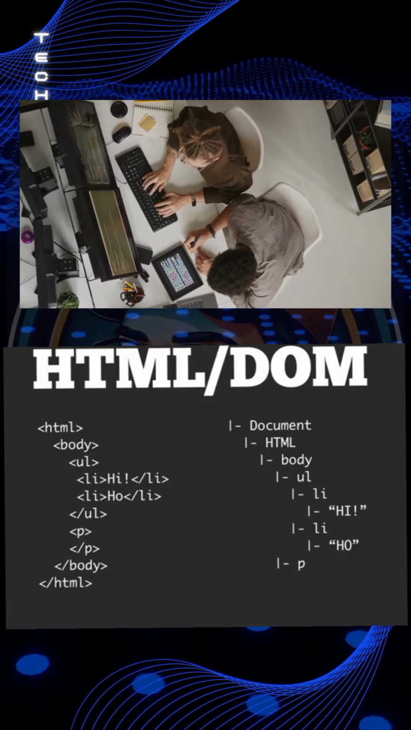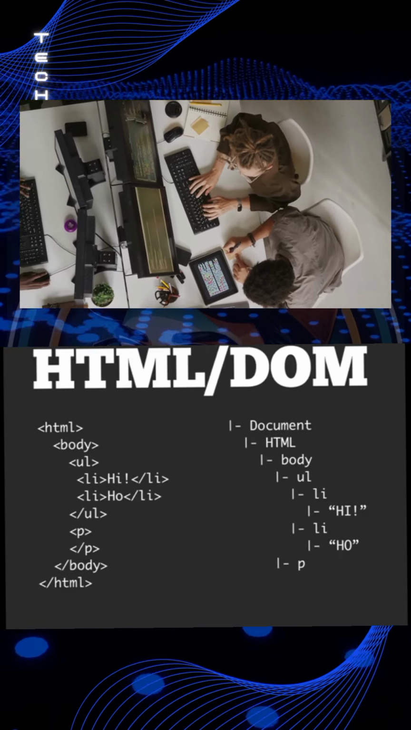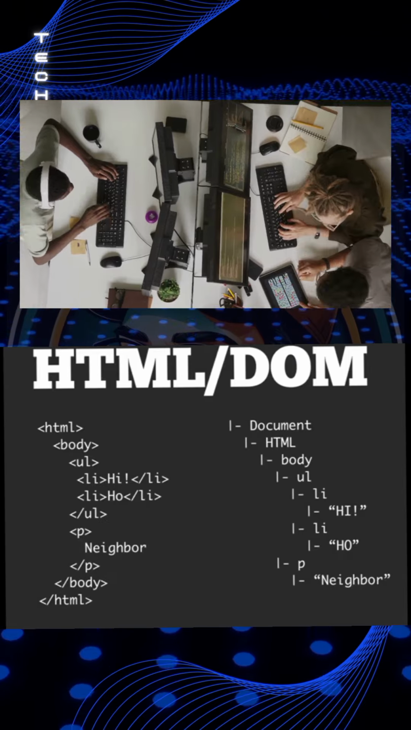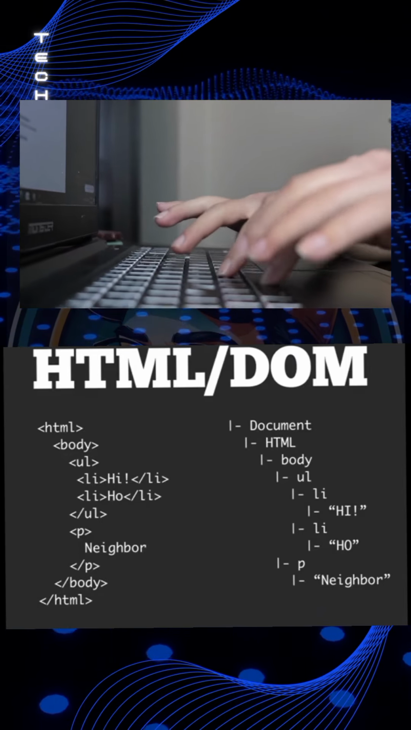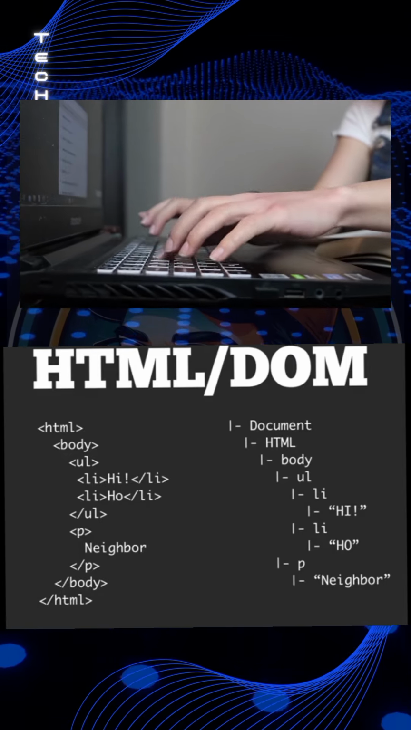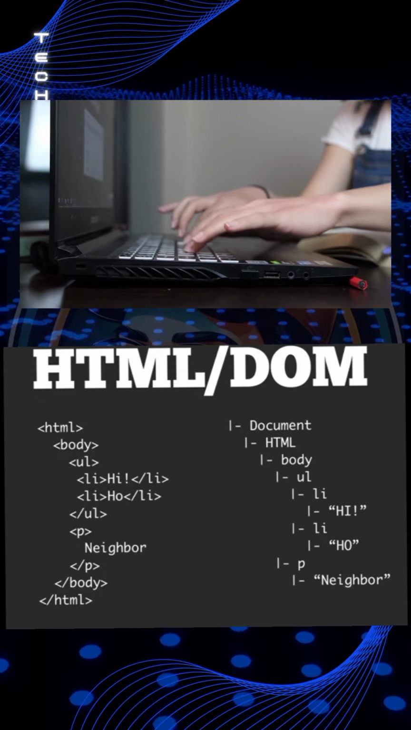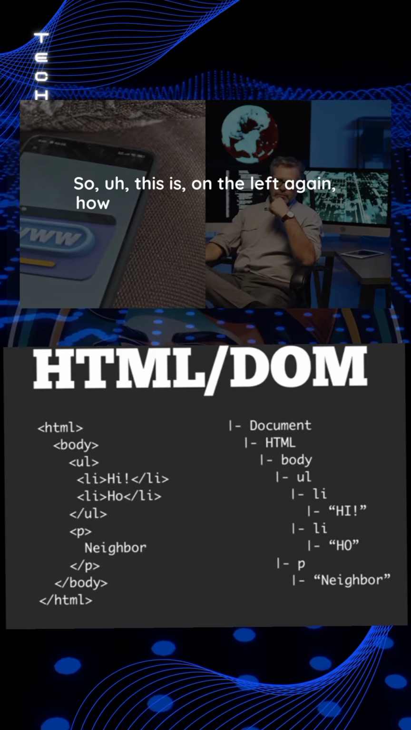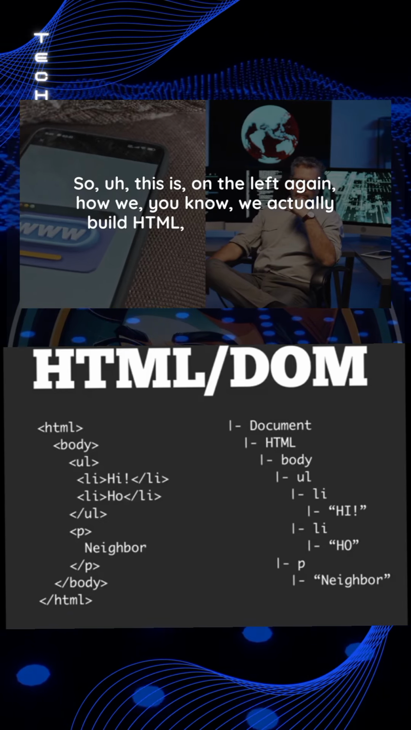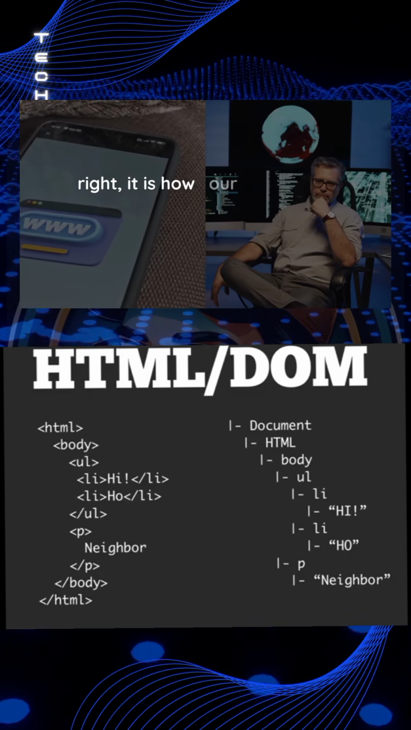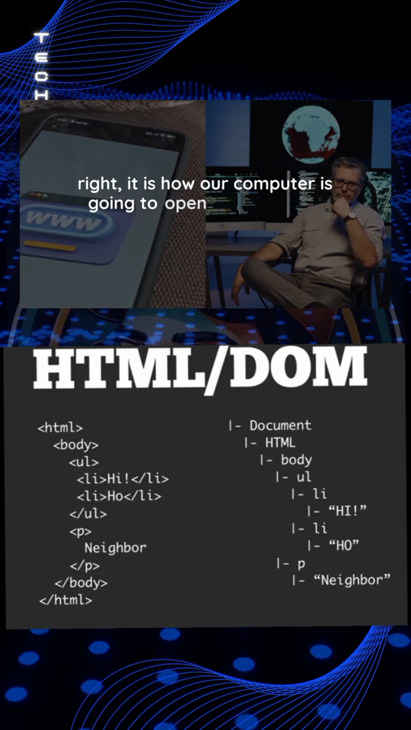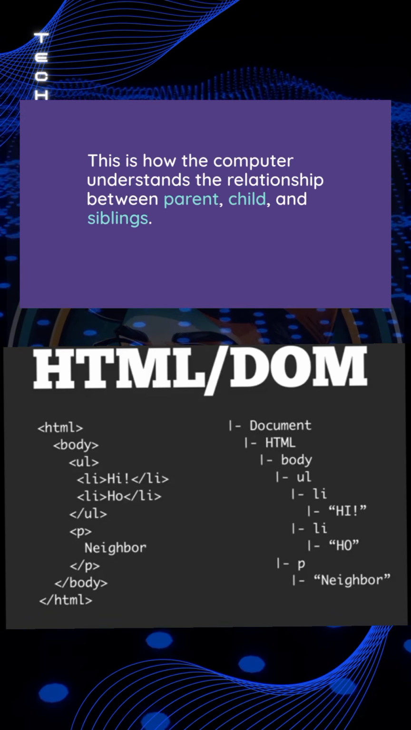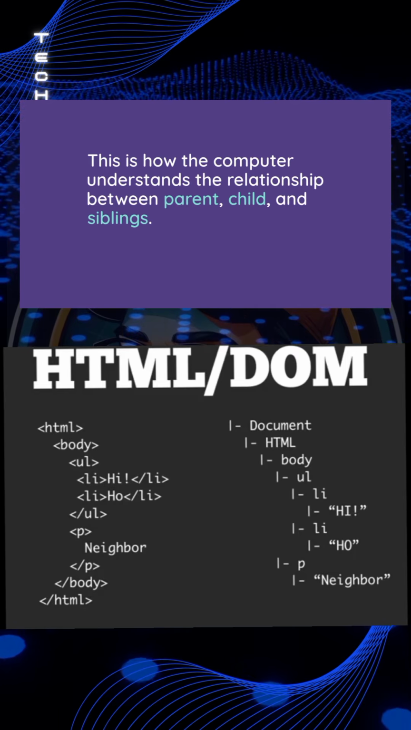Then if we add a paragraph tag under our unordered list, our UL, then that will be a sibling of UL. And if we add a little piece of text under our p tag, then it's going to show up as neighbor. So this is on the left again how we actually build HTML, and then on the right it is how our computer is going to open and interpret that. This is how it understands the relationship between these three different terms: the parent, the child, and siblings.